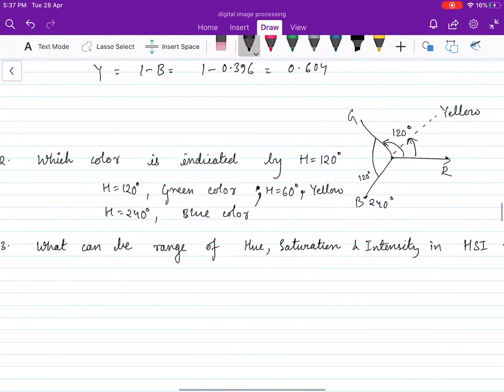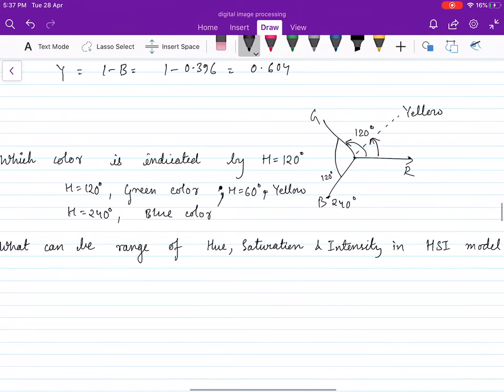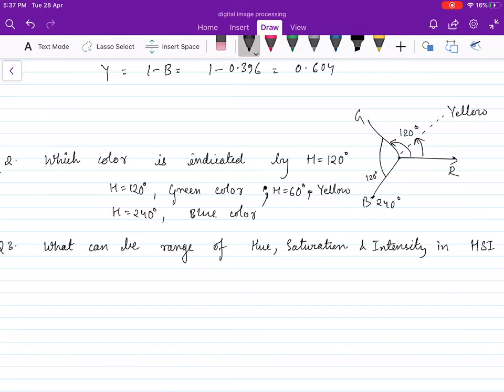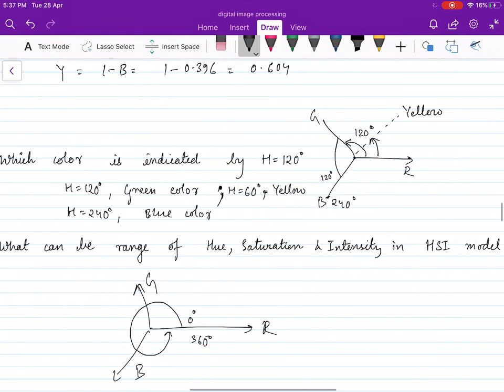So what can be the range of hue, saturation and intensity in the HSI model? From here you can see we are having red, green and blue. As you can see, you can go from 0 to 360 degrees. So the hue value will be from 0 to 360 degrees or 0 to 2 pi.